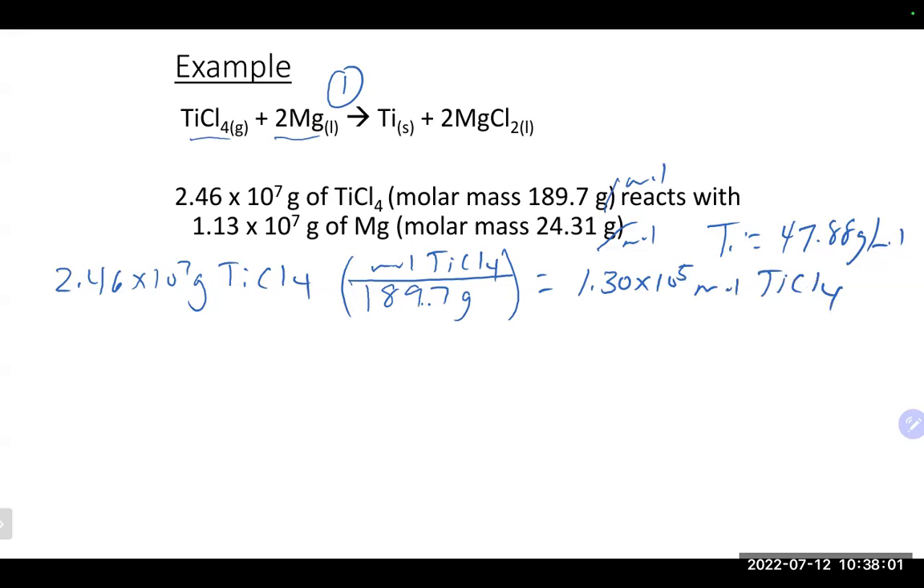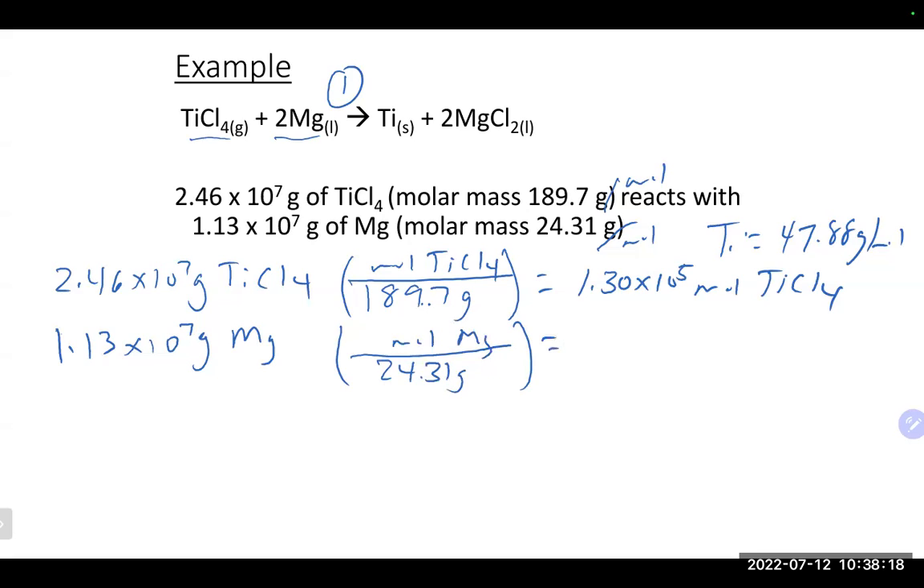We'll do the same thing for our other guy there, which is magnesium. 1.13 times 10 to the 7 grams of magnesium. Once again, that number comes from the periodic table, the 24.31 grams per mole, the molar mass. 1.13 exponent 7 divided by 24.31. 4.65, it looks like, times 10 to the 5th moles of magnesium. So once again, pretty much working the same way as before.